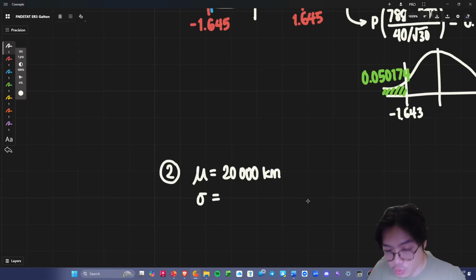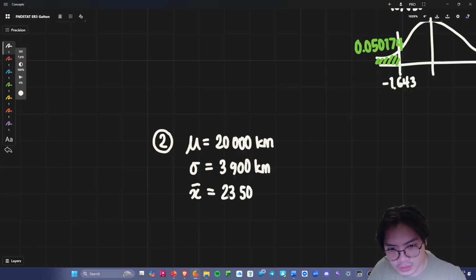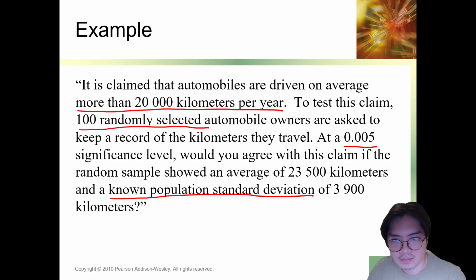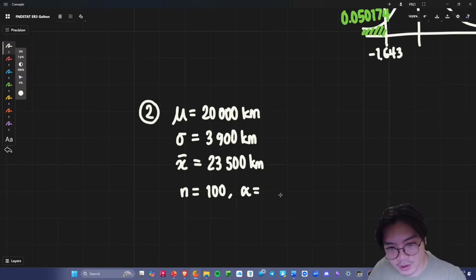Then we have a known population standard deviation of 3,900 kilometers. Then essentially, our X bar, the sample average, shows 23,500 kilometers. Of course, it is bigger than, but now we want to know if it is statistically significant that it is bigger than. Note that in this case, we have 100 samples, and a very tiny level of significance, which means really significant, of 0.005.